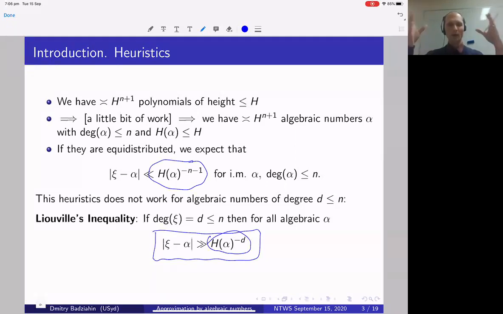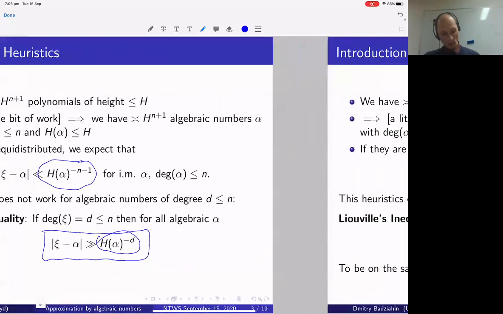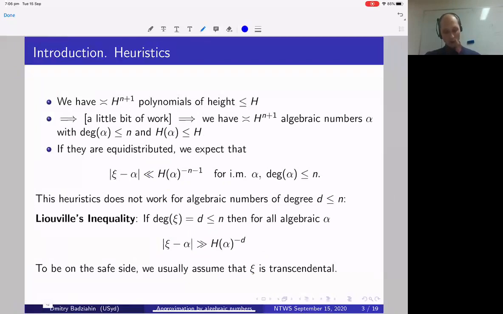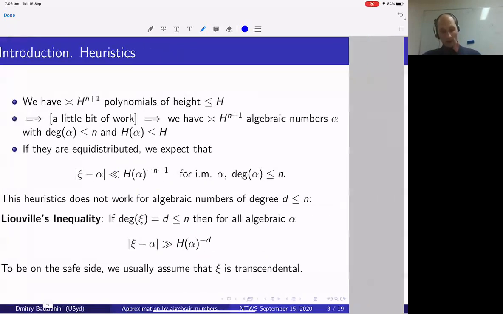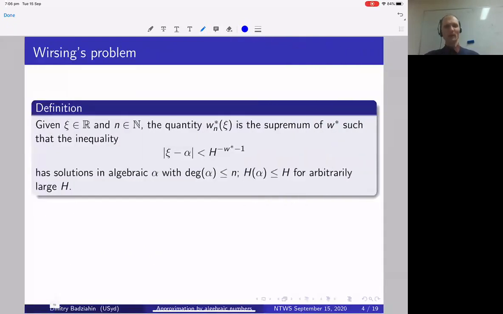If we have an algebraic number of small height, then the neighbors will be quite far apart from it. And because of this issue, to be on the safe side, we usually assume that psi is transcendental. So we don't consider algebraic numbers psi. Right. Now let's make our problem more formal.